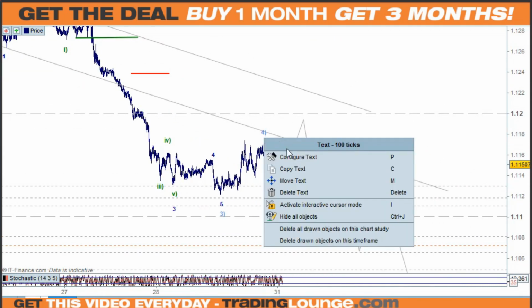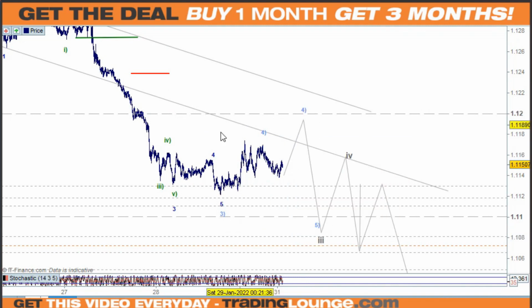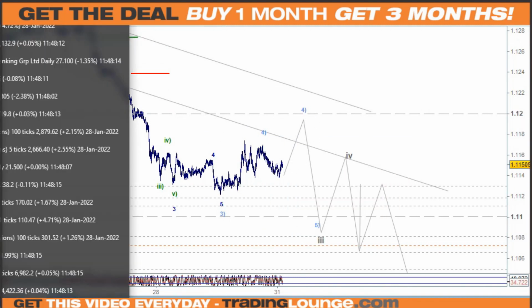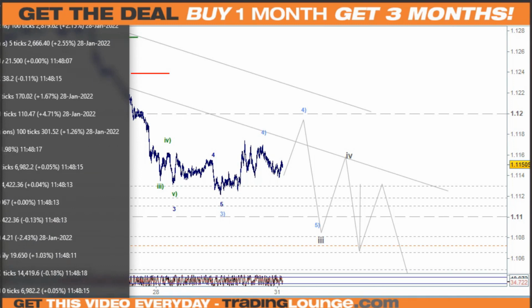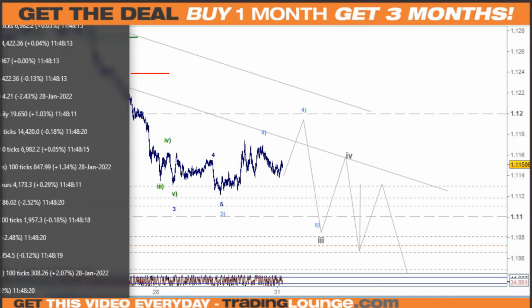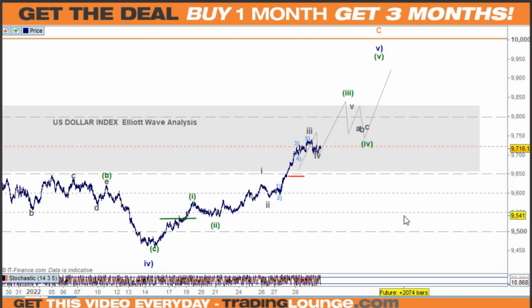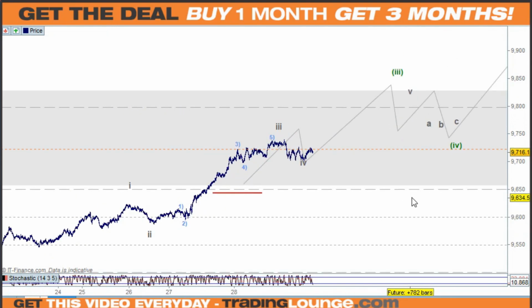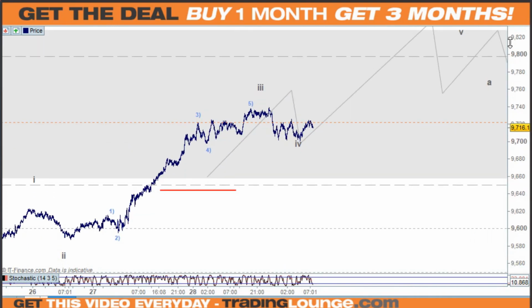So I'll just grab that and put that here. Let me just have a little look at the US dollar index. I haven't had a look at that. That goes into the commodity video. Okay, so yeah, look, not too bad, a little bit off there.